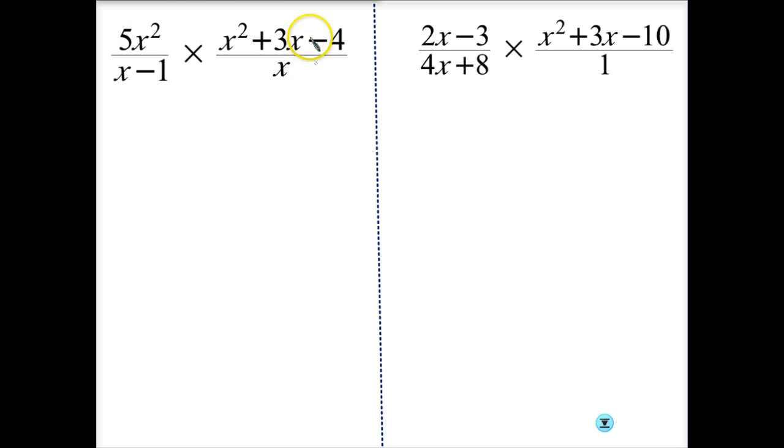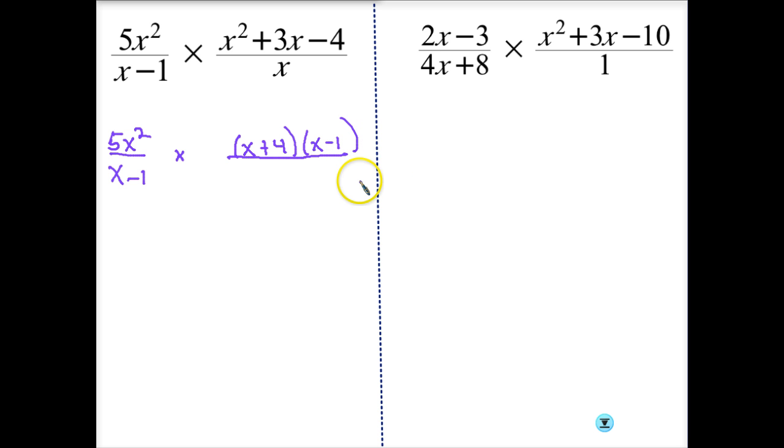factored. If I look at this first problem, 5x squared is completely factored, x minus 1 is factored, but I can factor the x squared plus 3x minus 4 using the grouping method. So I'm just going to leave everything as it is, and then I'm going to factor this polynomial. If I do grouping, I know that it's going to factor into x plus 4, x minus 1.